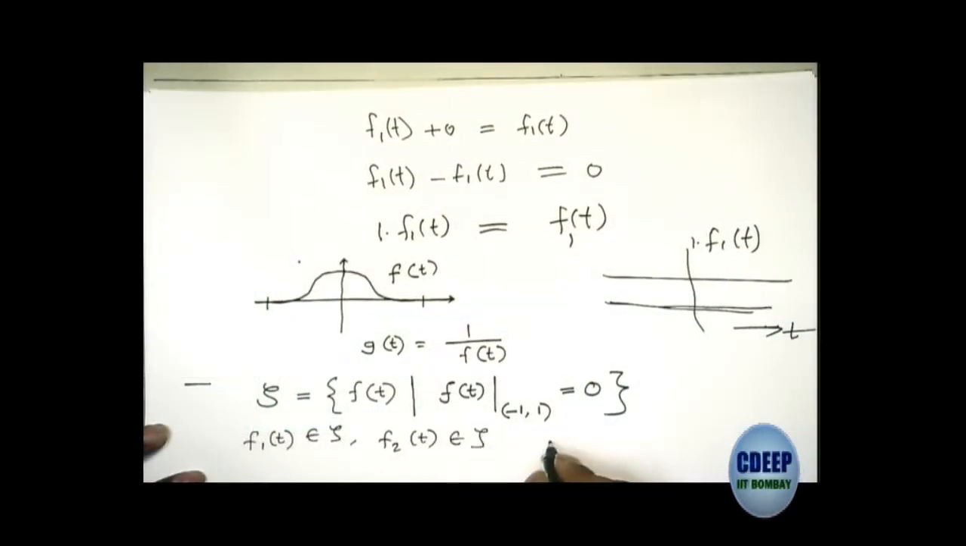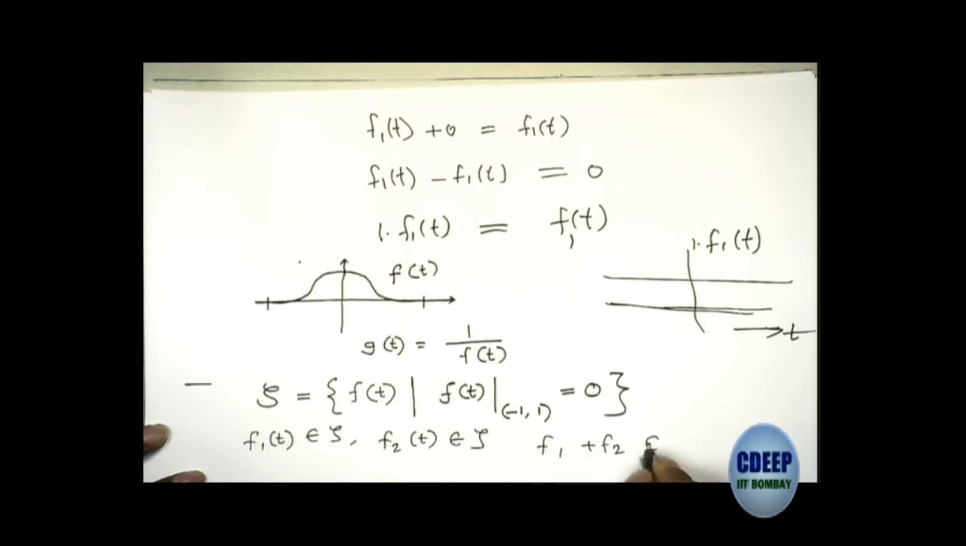Exactly. So, if we have one function f1 of t which is in S and another function f2 of t which is also in S, we have to check that f1 plus f2 is also in S. Is that true? So, f1 is 0 on this interval, f2 is also 0 on this interval. So, when you do f1 plus f2, on that interval it is 0 plus 0, so it is 0 again. So, indeed f1 plus f2 is in S.